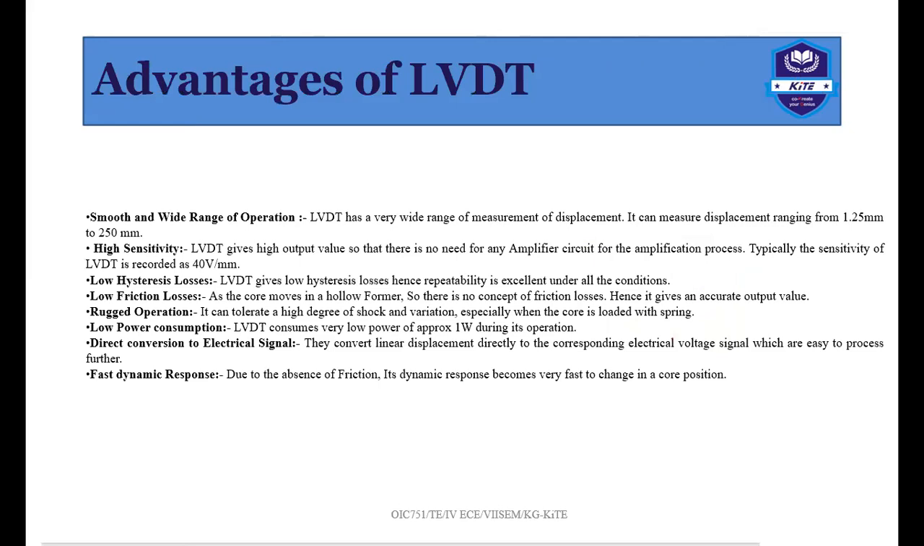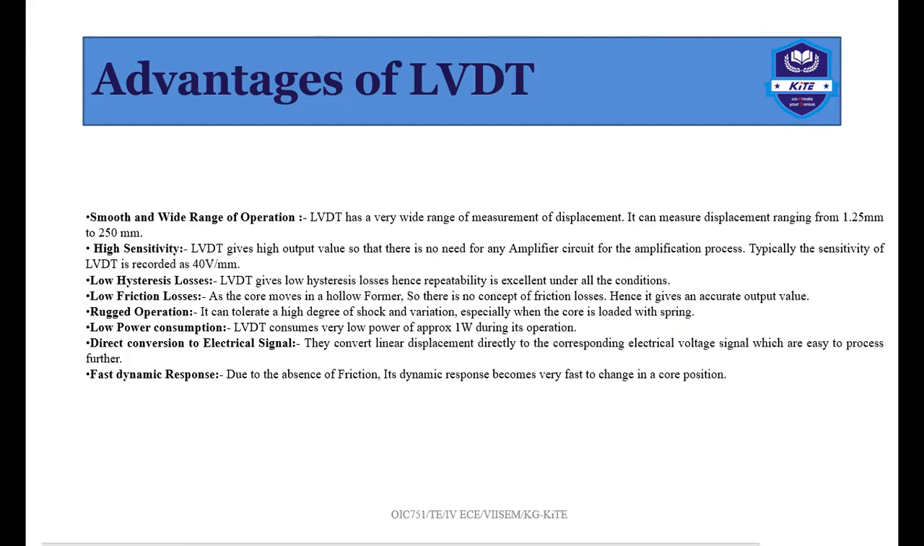Yes. So these are the advantages of the linear variable differential transformer or transducer. It has smooth and wide ranges of operation. LVDT has a very wide range of measurement of displacement. It can measure displacement ranging from 1.25 mm to 250 mm. It is a very high sensitivity device. It gives a very high output value, so there is no need for any amplifier circuit for the amplification process. Typically, the sensitivity of the LVDT is recorded as 40 volts per mm. So it is a device of very high sensitivity.